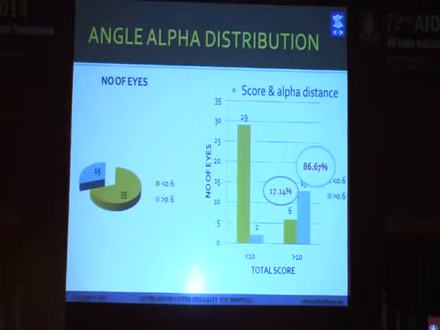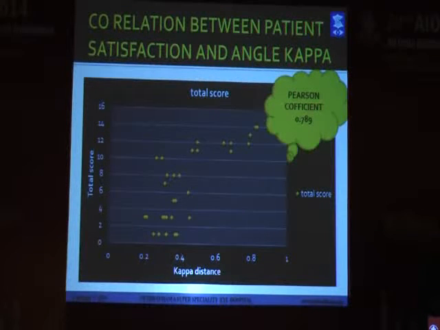86.67% of those had a total score of more than 10. What this means is 86.67% of the eyes with angle alpha distance more than 0.6 were not satisfied with their visual outcome. This again is a graph showing correlation between the kappa distance and the total score.